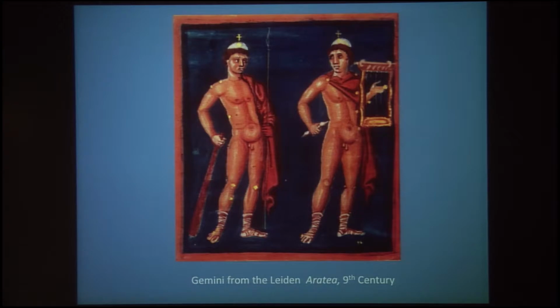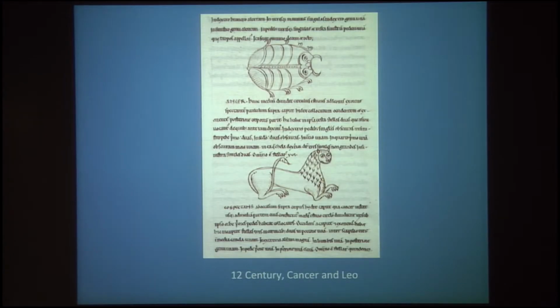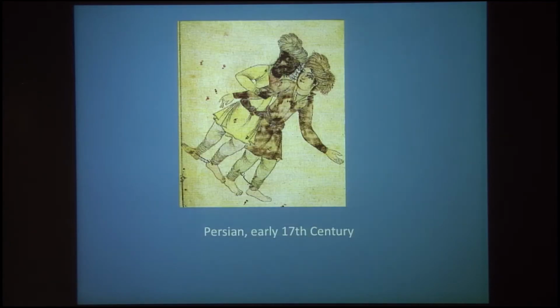Here's one from the famous Leiden Aratea of the 9th century of Gemini, and you see the little yellow dots marked stars. Here's an even later manuscript, 12th century, showing Cancer and Leo, also at Leiden. Here's a Persian one from the early 17th century. Gemini also has dots on it to mark stars in, you'll note, rather different positions in respect to the delineation from the previous one.